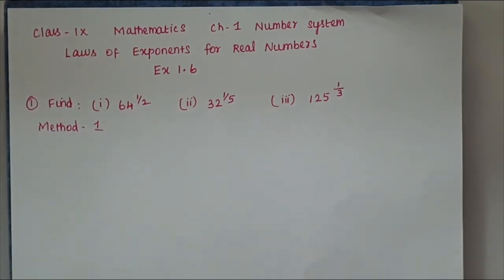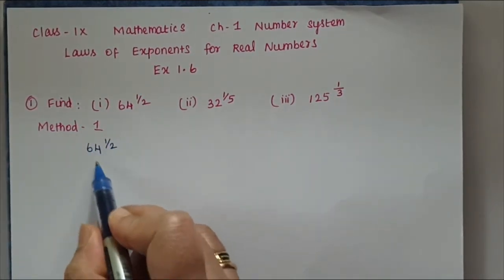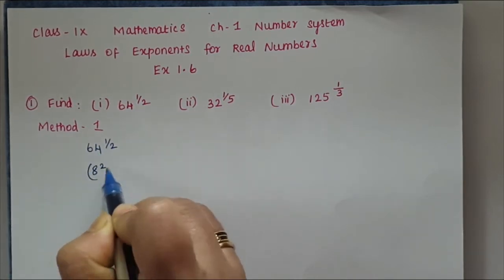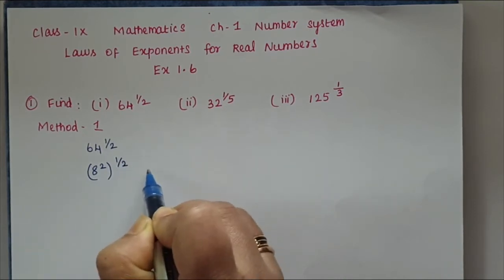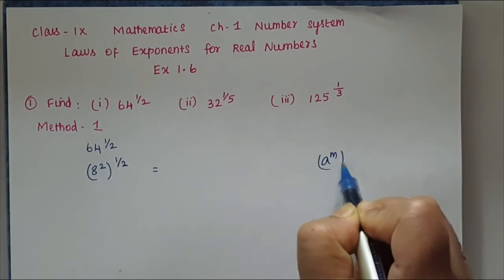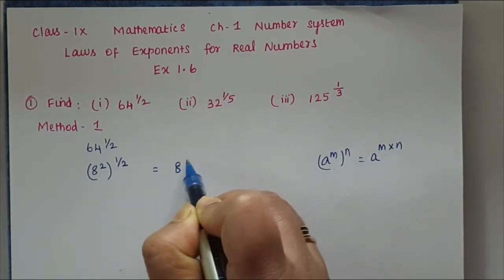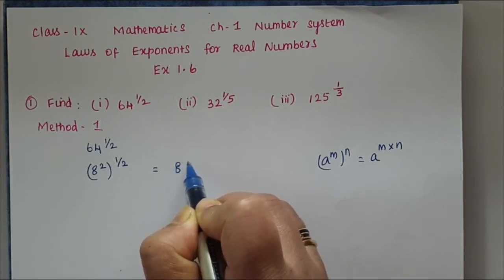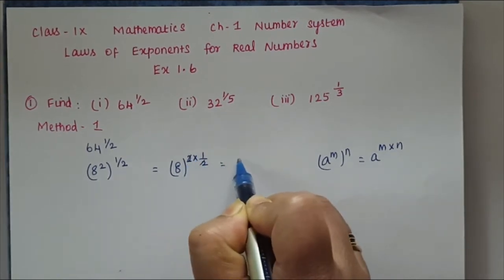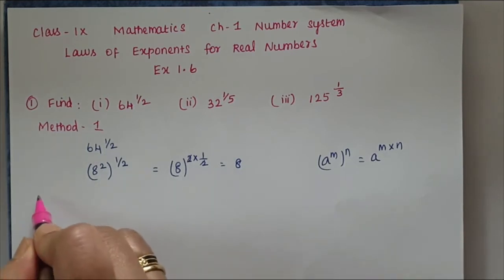Method 1, 64 the whole power, that is 64 power 1 by 2. So 64 can be written as 8 square. So 8 square the whole power 1 by 2. Now you can use the property a power m the whole power n is equal to a to the power of m into n. So 8 power 2 into 1 by 2. So we get 8. Clear?